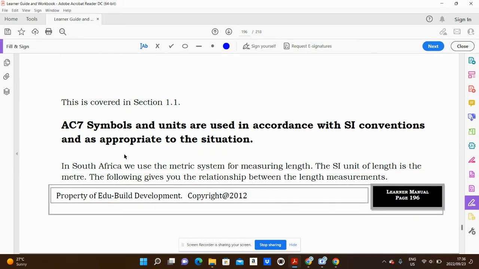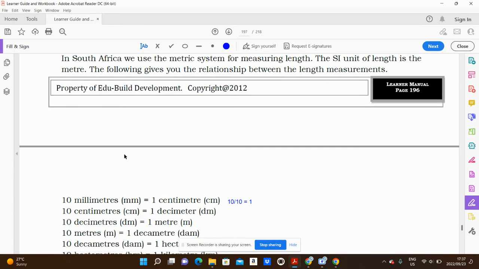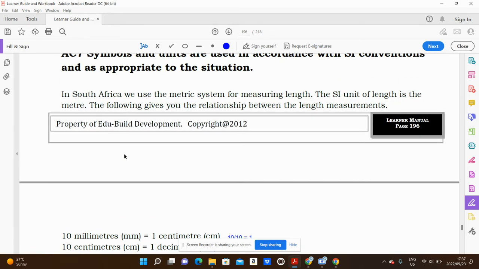Symbols and units are used in accordance with SI conventions as appropriate to the situation. So in South Africa, we use the metric system. That means we use things like meters and kilometers, not miles, which is the American way of doing it. The SI unit of length is the meter. The following gives you the relationship between the length measurements.